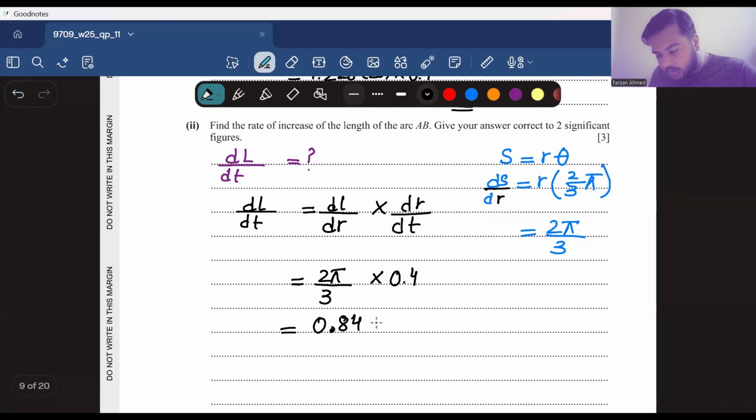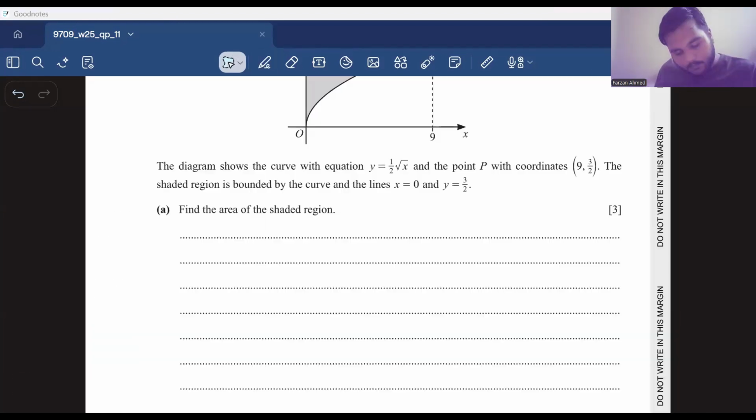0.84 centimeter per second is the answer for question number 7.